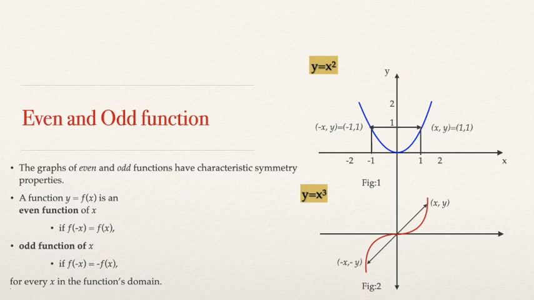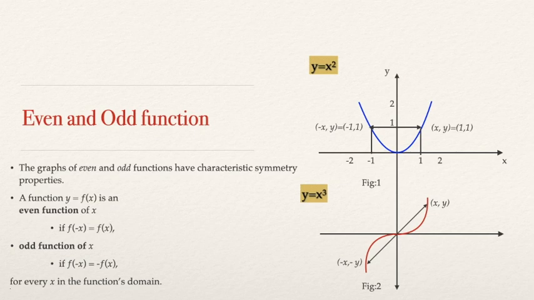Similarly, an odd function is like a machine where when you feed x equal to 1 and when you feed x equal to minus 1, you get the output for x equal to minus 1 equal to the negative of the output when you feed x equal to 1.